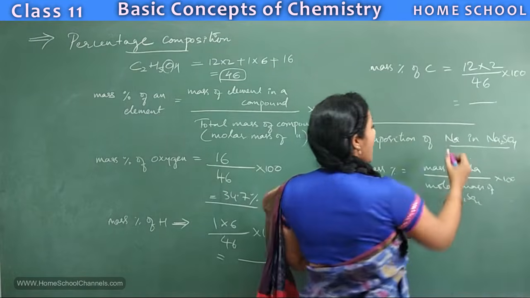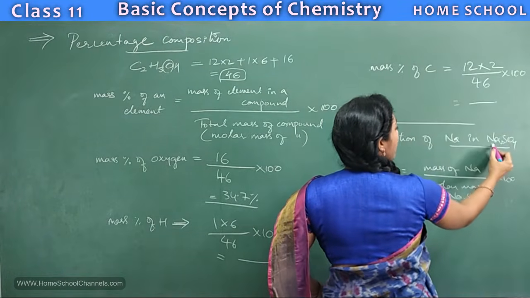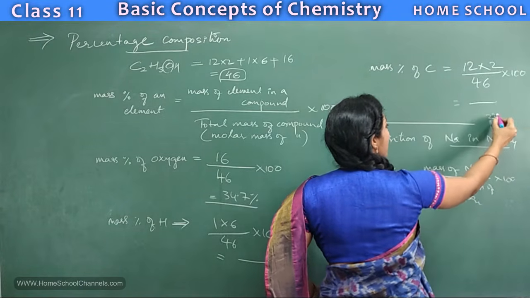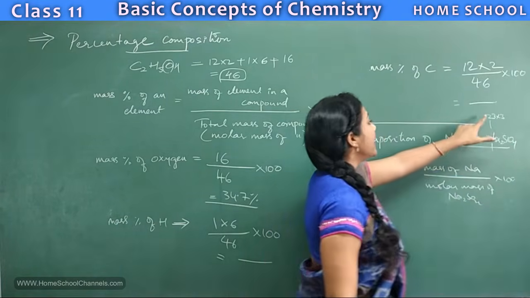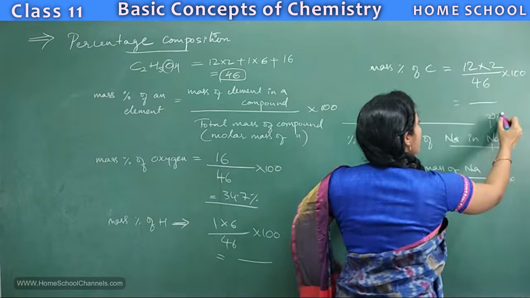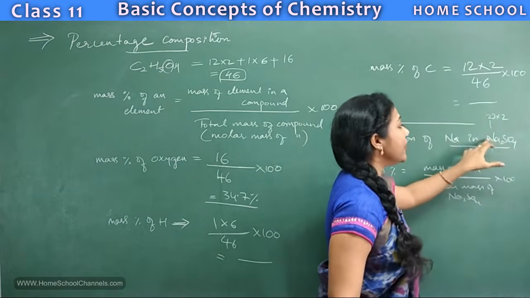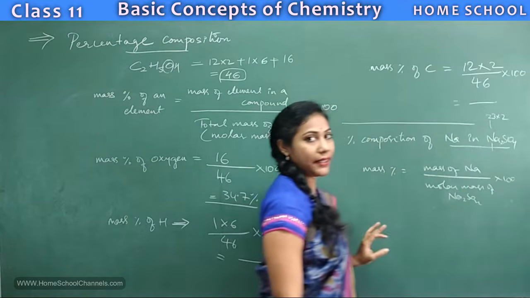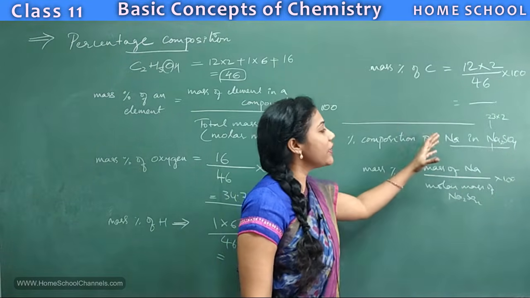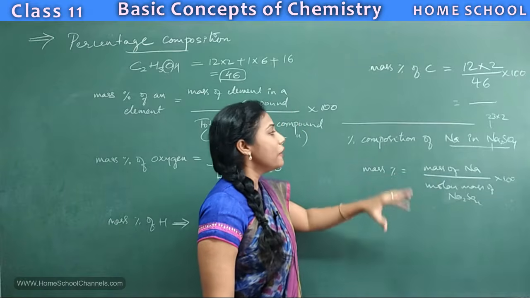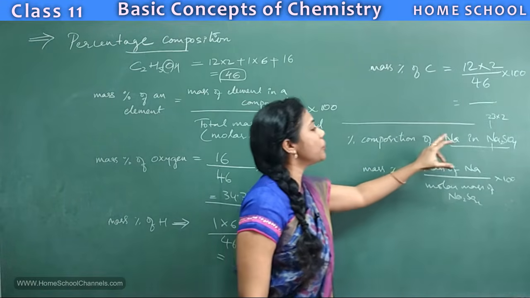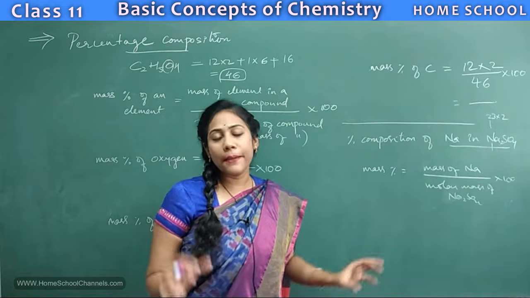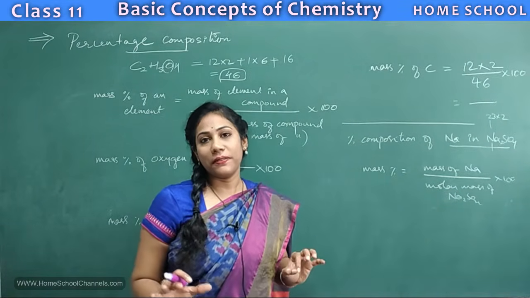So what is the atomic mass of sodium? Atomic mass of sodium is 23. There are 2 sodium atoms, no? So in the numerator 23 into 2 you must do, divided by, find out the molar mass of sodium sulfate, and multiply with 100. Okay, so this is a homework question for you. You can try finding the percentage composition of sodium in sodium sulfate. So this is the concept of percentage composition, right?